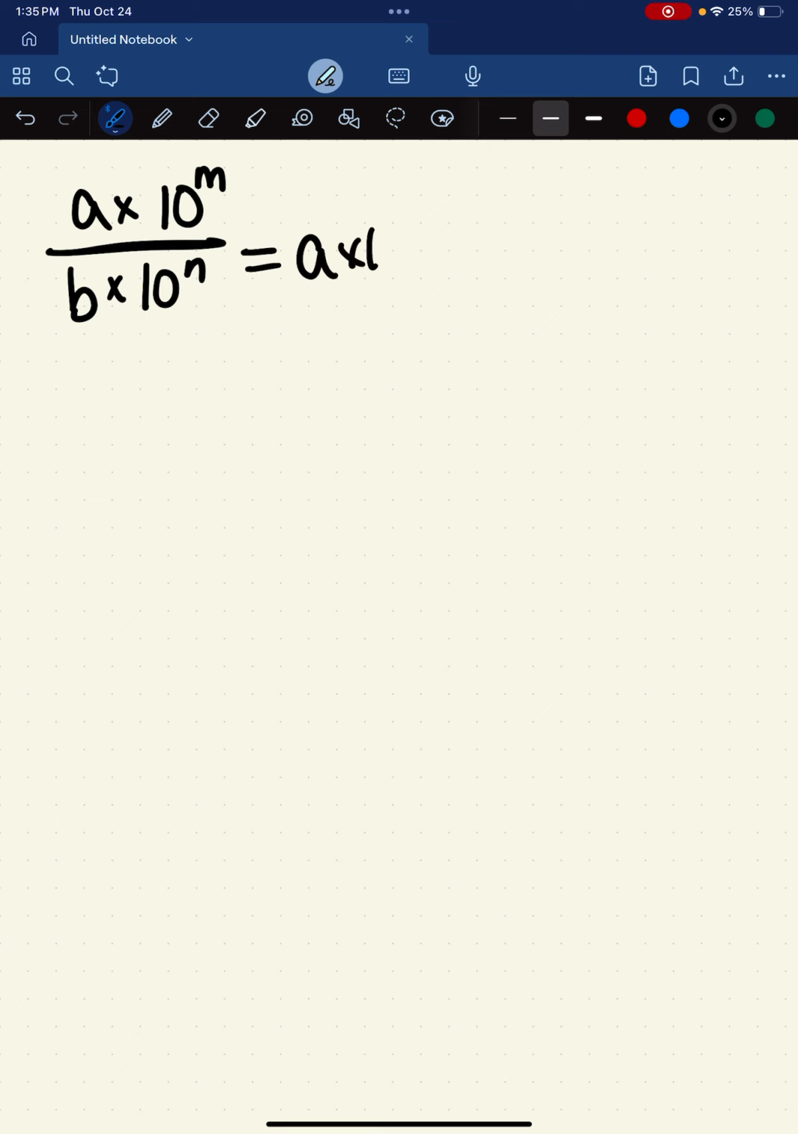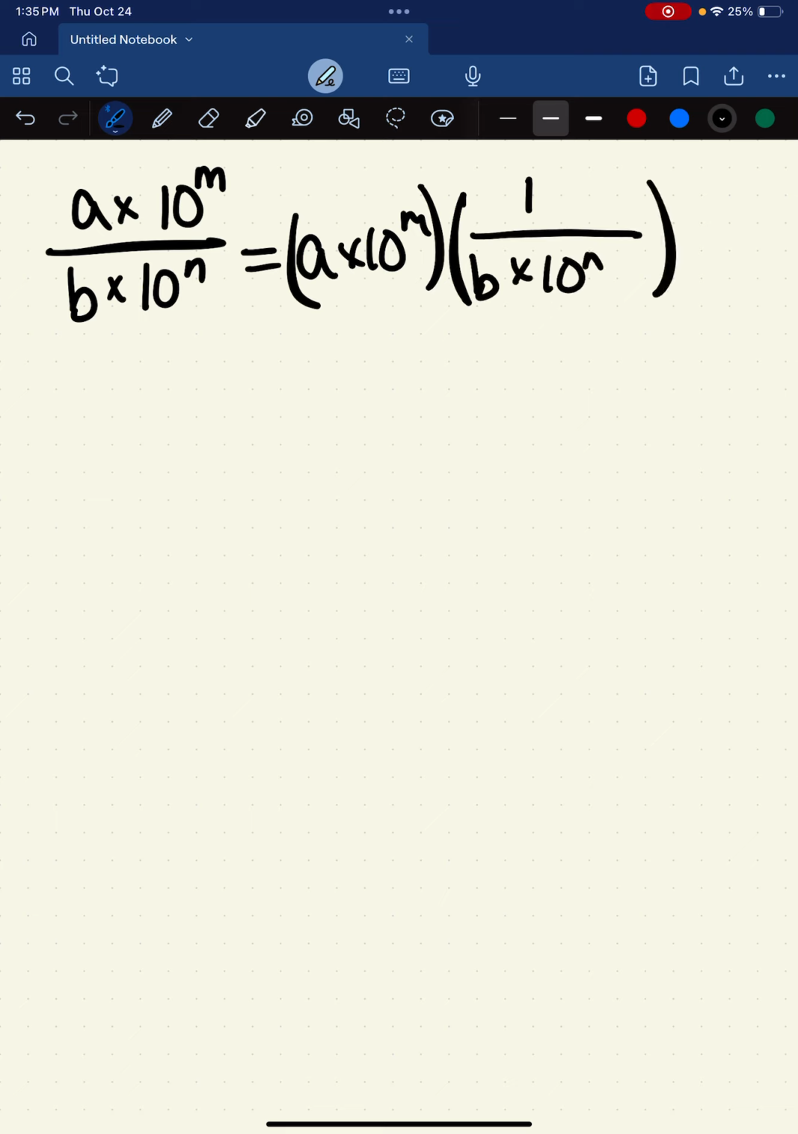Okay, we've got 2 more examples to get through. Time to do some division. Let's do it in general first. a times 10 to the m divided by b times 10 to the n. Let's kind of prove this out. This is the same thing as a times 10 to the m times 1 all over b times 10 to the n.